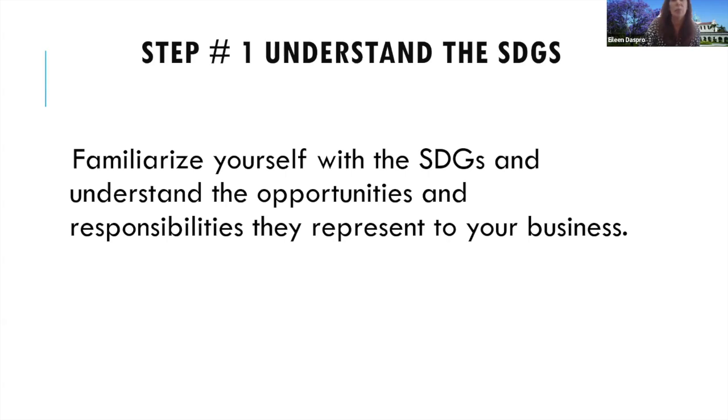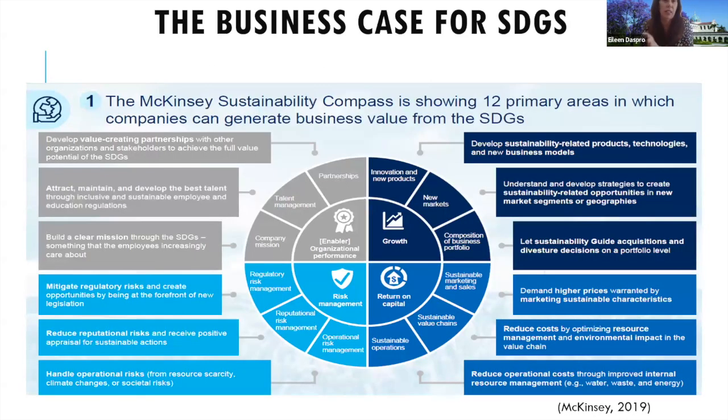Okay, and here's where I think this is a helpful resource. This is a framework developed by McKinsey. It's called the Sustainability Compass, and basically what they've articulated is, and this isn't exhaustive, that there is a minimum of at least 12 areas whereby companies can create economic value by pursuing the sustainable development goals. And the first step for your firm is to identify where are those opportunities for shared value creation.